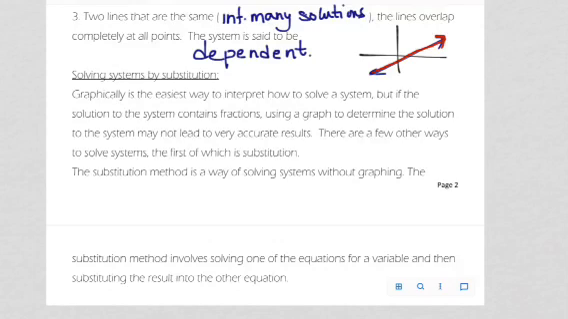Now, the first way you can solve a system is by substitution. Graphically is the easiest way to interpret how to solve a system, but if your system happens to involve fractions, you will never get an accurate solution. So using a graph may not be the best way.